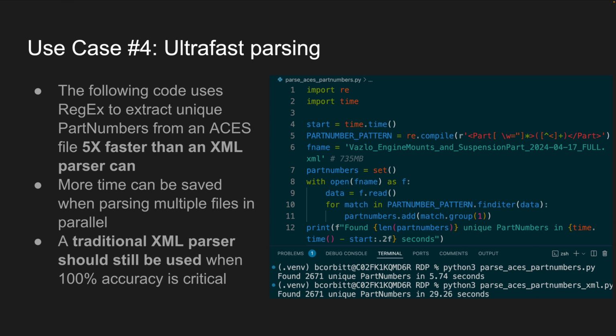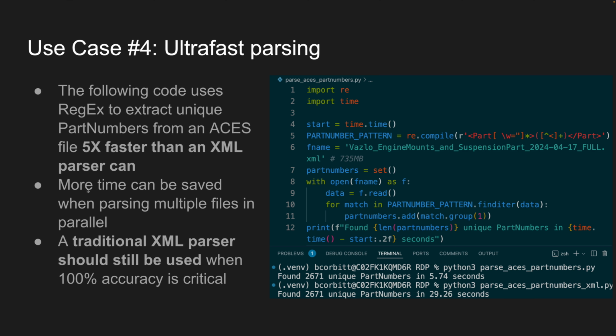Another use case is for parsing. You can parse very, very fast with regular expressions. In this situation, I wanted to try parsing a unique set of part numbers from an ACES file. I think it was around three-quarters of a gig in size, and it ended up doing it 5 times faster than using a traditional XML parser. You can see here it only took just under 6 seconds with regular expressions, and it took almost 30 seconds with the traditional XML parser. So this is really, really useful.